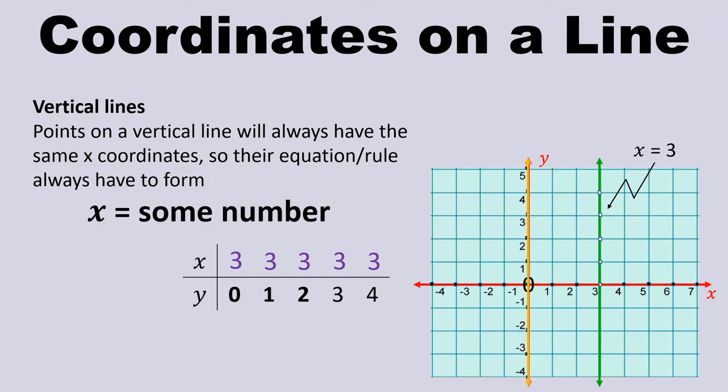Shall we try another example? What about this yellow vertical line? That's a tough one. That's the y-axis. But what's the rule for all of the points along that y-axis? I'll give you a hint. It's a vertical line. The equation must be x equals some number. What's the x-coordinate for every point along this line?